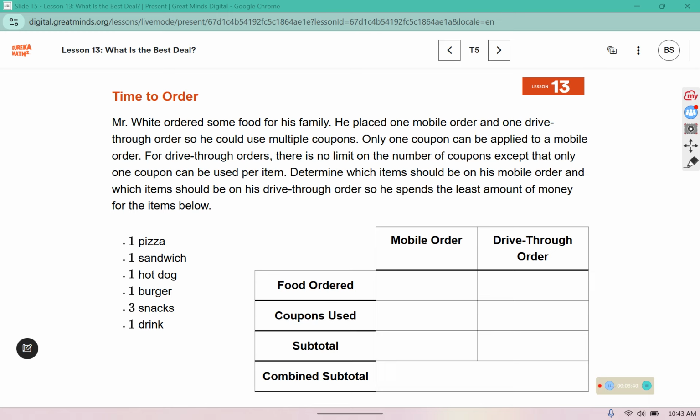Some key details from that problem: only 1 mobile order can be placed, and only 1 coupon can be used for that mobile order. For the drive-through orders, there is no limit to the paper coupons that you can use, as long as only 1 coupon is used per item.